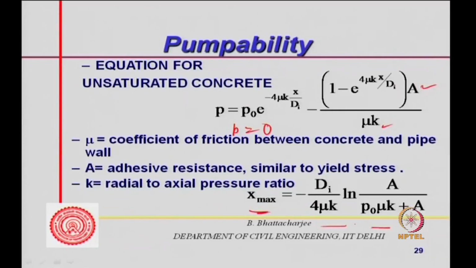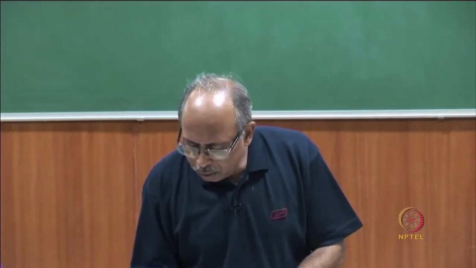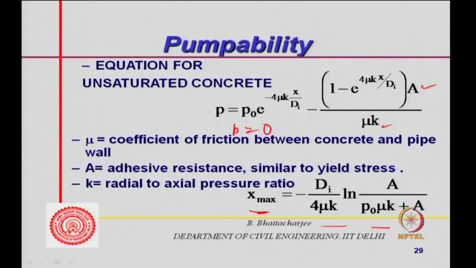Simple algebra, there is no problem, put this equals to 0. This minus this, take it to the other side, take ln of both sides. It will become 4 mu k x by d I and ln P 0 plus this. So, you can actually obtain an expression for this particular one.